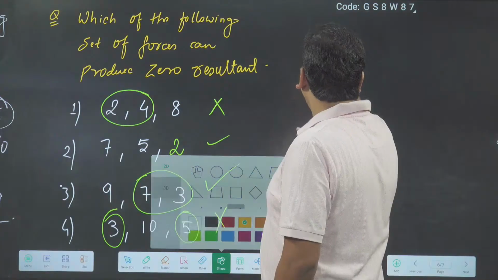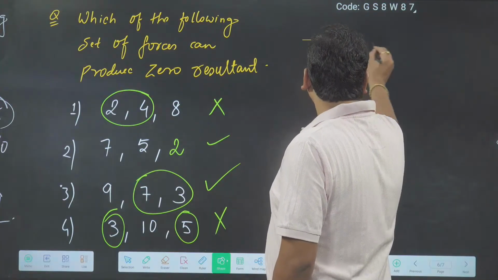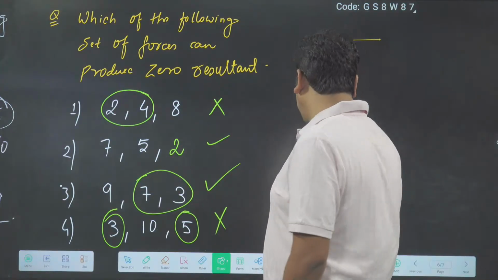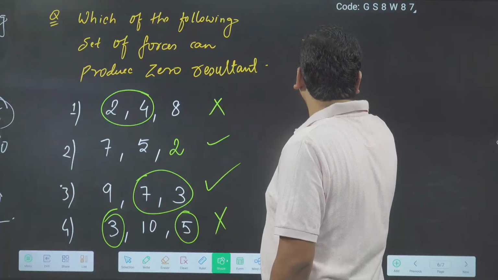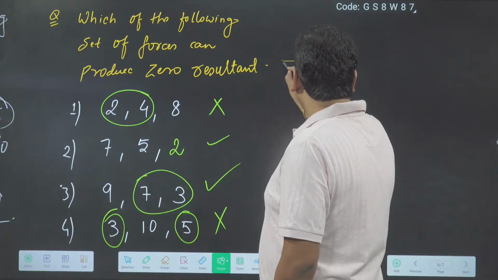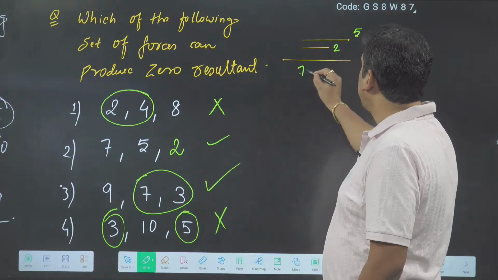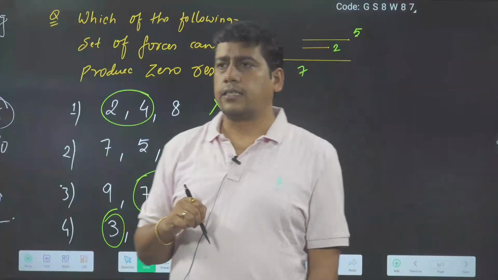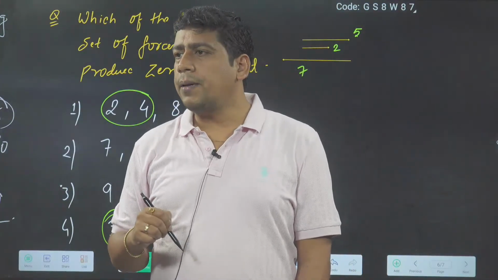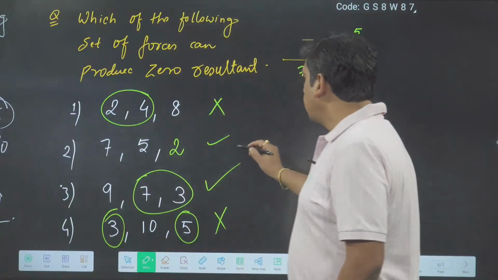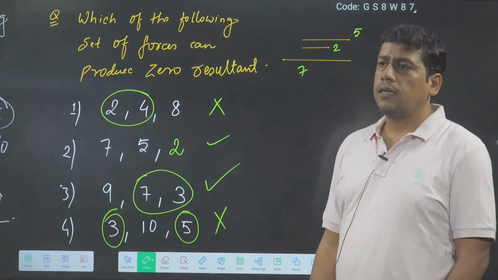Because 5 here, 2 here, right direction. Let's say the forces are acting like this: 5 to the right, 2 to the right, but 7 towards the left. Let's say this is 5, this is 2, this is 7. If 3 forces are acting like this, then the net force can be 0. So in that case, the answer will be both 2 and 3.